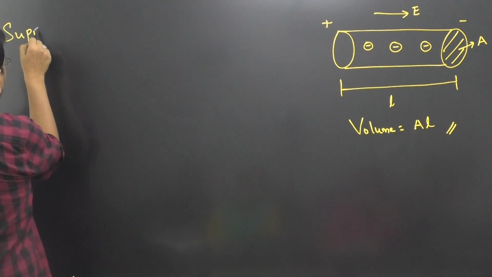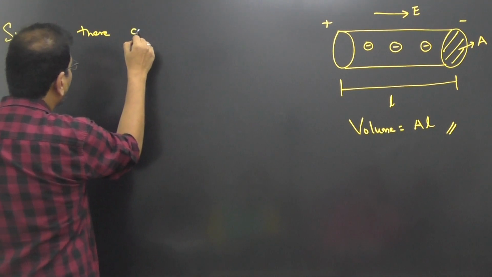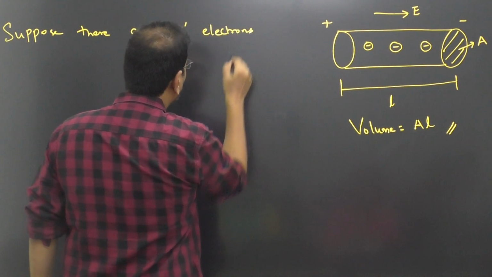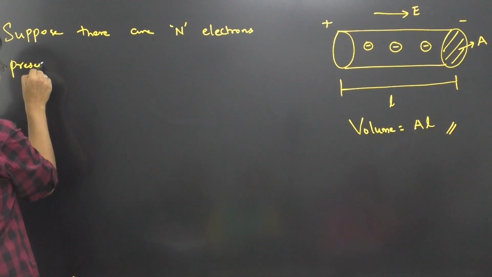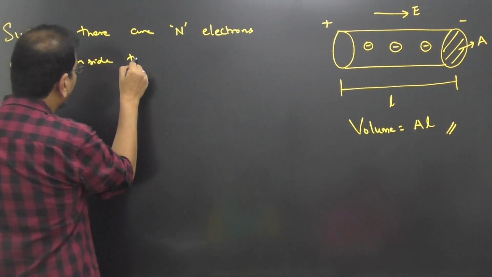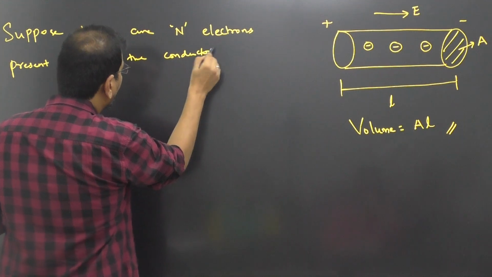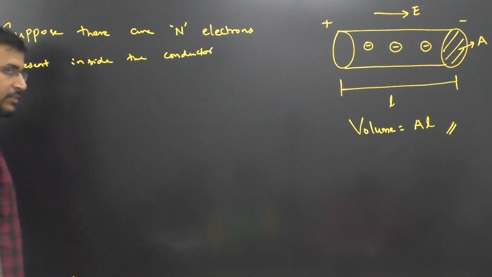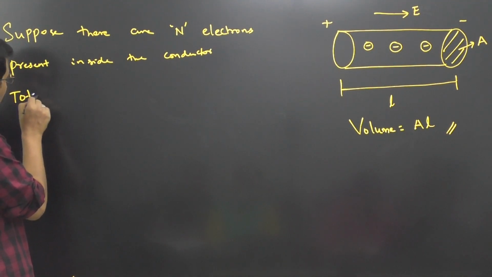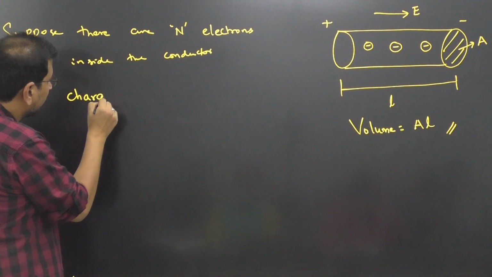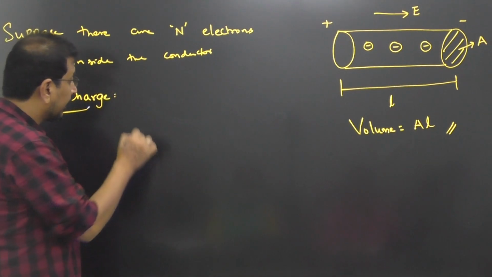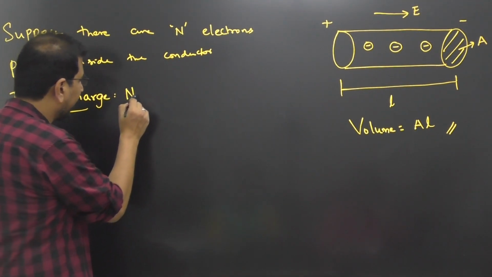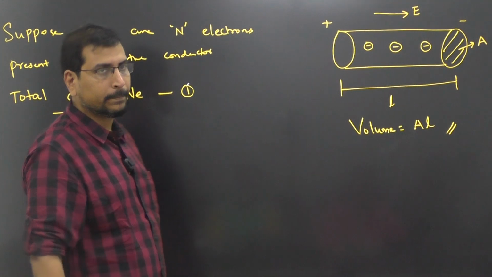Suppose there are n electrons present inside the conductor. What is going to be the total charge present in it? Obviously, capital N multiplied with the charge of each electron. That is going to be N into E. Let me call this as 1.